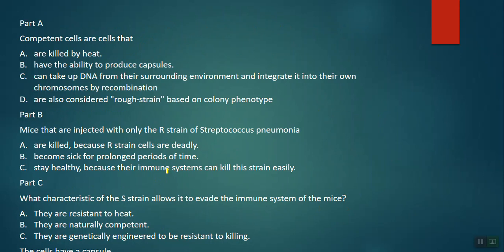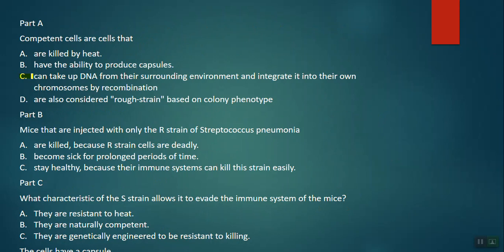So there are lots of clinical applications to this, and that's why this is important. It's also really interesting to see that this is another method of horizontal gene transfer within a bacterial species. So competent cells are cells that can take up DNA from their surrounding environment and integrate it into their own. So these are cells that can actually perform transformation.